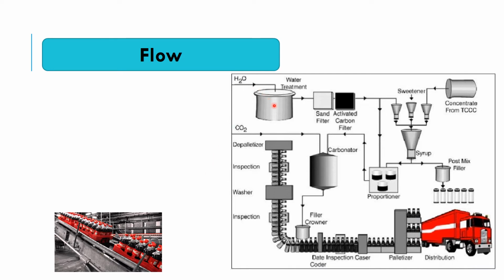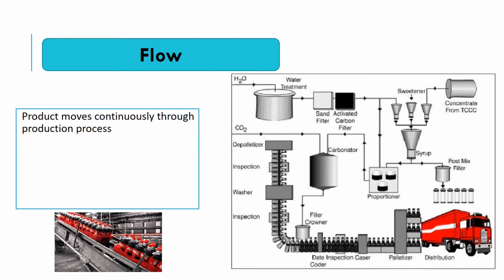The water flows into the plant and constantly flows all the way through the carbonator, and then there's fillers, and then they go through the bottling plant, and eventually they're ready for distribution. The process doesn't stop, and each individual item flows through constantly. This would be an example of flow production.